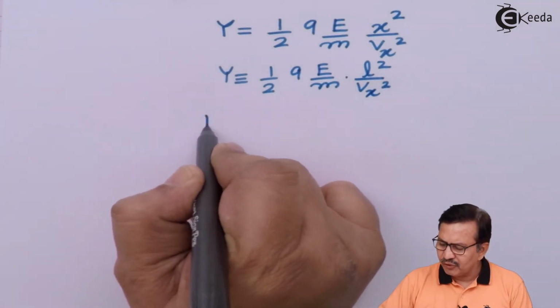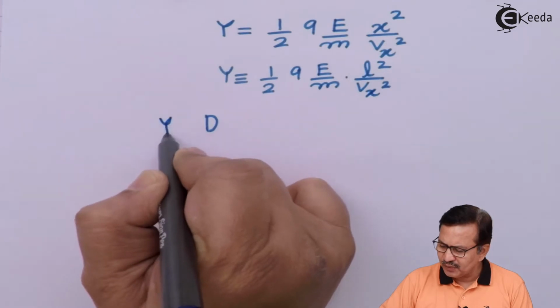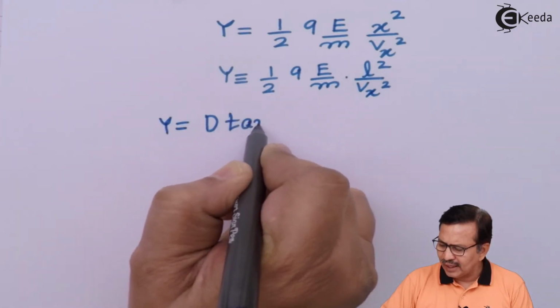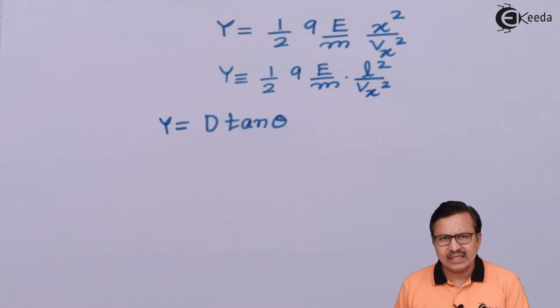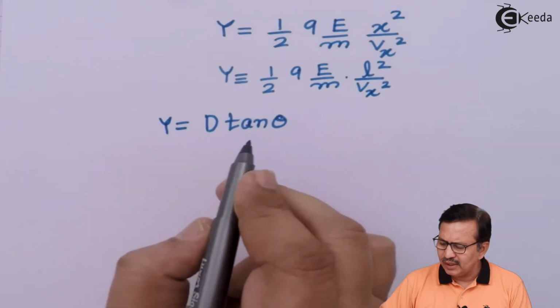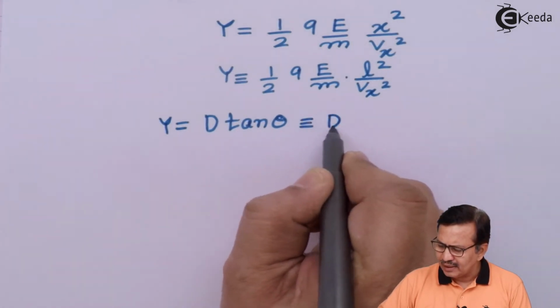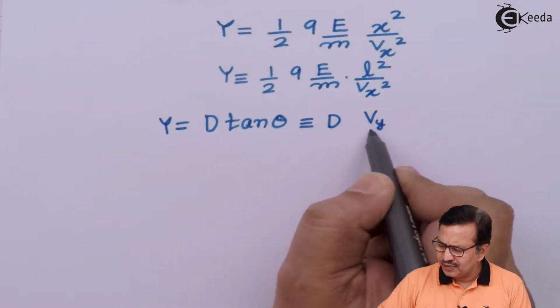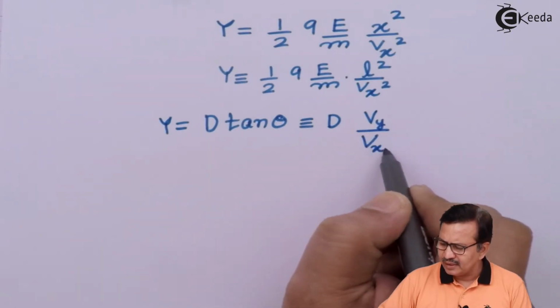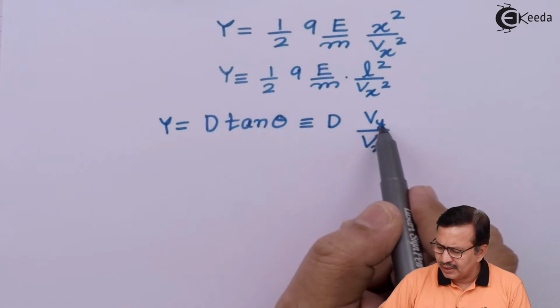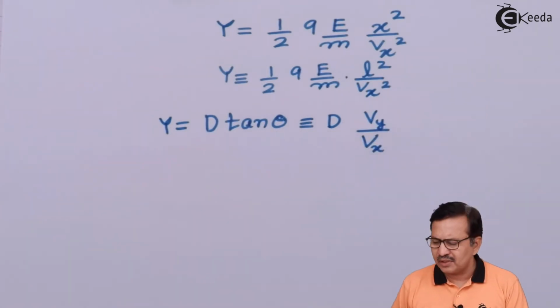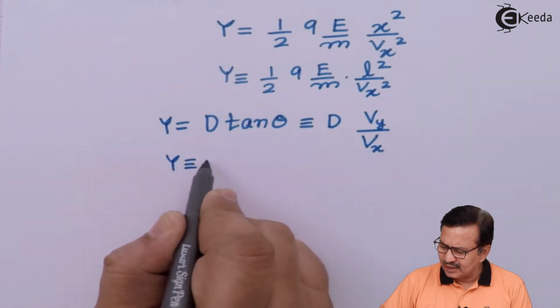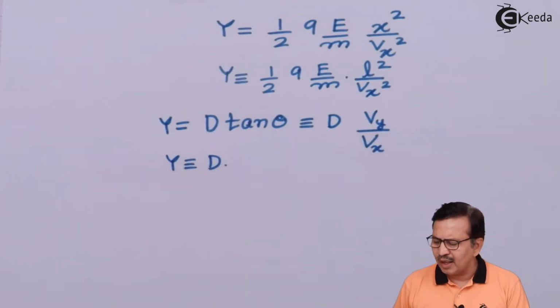At the other end, from the figure, we have that the displacement y is equal to d into tan theta, wherein d is the distance of the screen from the two plates where we are subjecting the electron to the electric field. But tan theta is actually equal to the velocity vector in the y direction divided by the velocity vector in the x direction. So y once again is equal to d into Vy upon Vx.